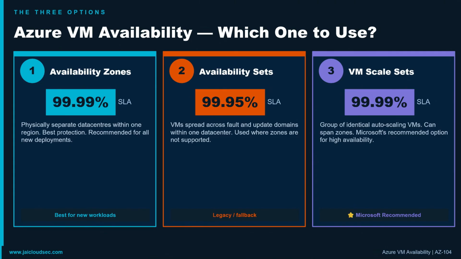Option 3, Azure Virtual Machine Scale Sets. A group of identical automatically scaling VMs managed as one unit. Can span multiple availability zones. Automatically adds or removes VMs based on demand. 99.99% SLA. This is what Microsoft now officially recommends for high availability. We are going to cover all 3 in depth, and then I will show you exactly how to create each one in the portal. Let's start with availability zones.